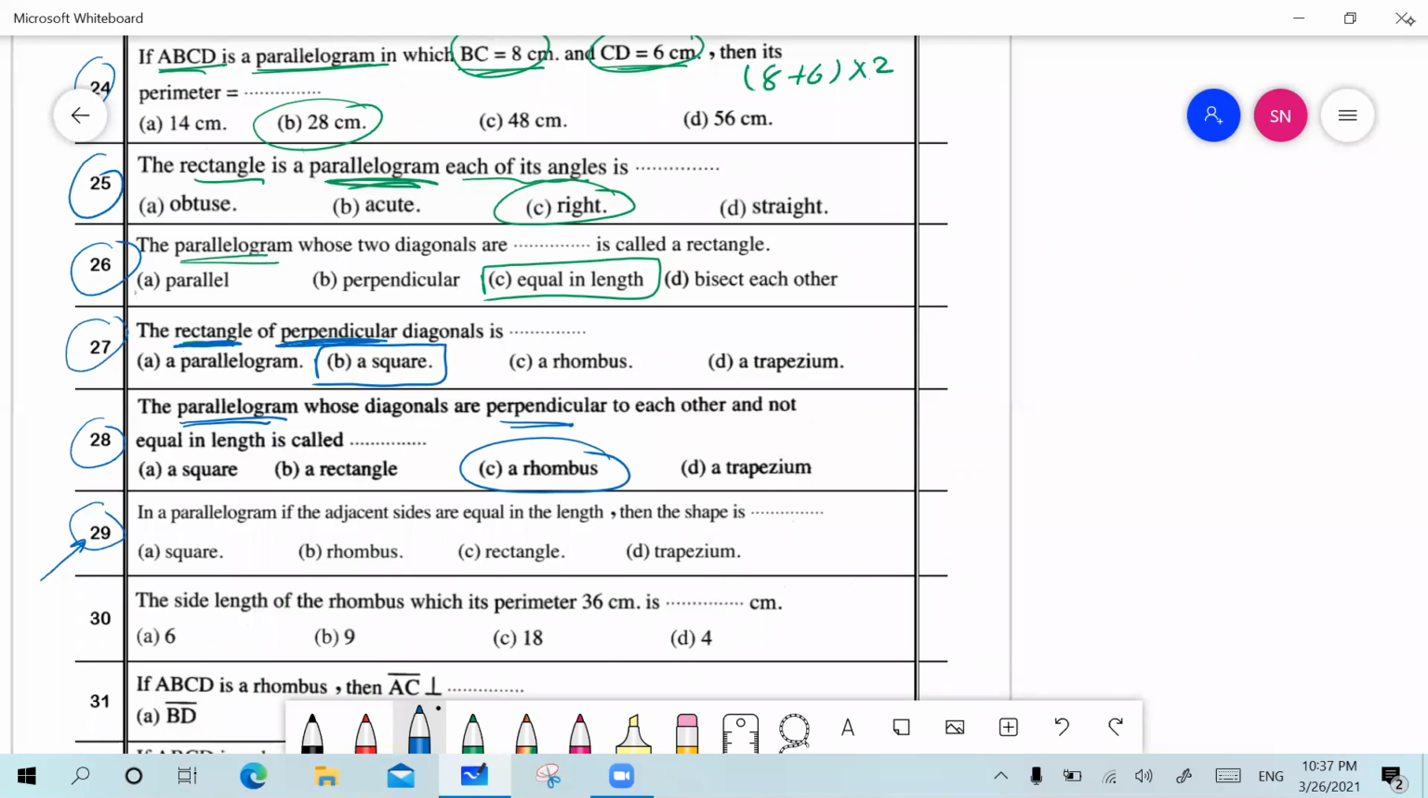In a parallelogram, if the adjacent sides are equal in length, then the shape is? Yusuf Girgis, write in the chat, please. Do you know what adjacent sides equal in length means, Yusuf? It means two sides right after each other. Once a parallelogram has two adjacent sides equal, it is a rhombus. Because in a rectangle each two opposite sides are equal, but the other two sides are different from them.